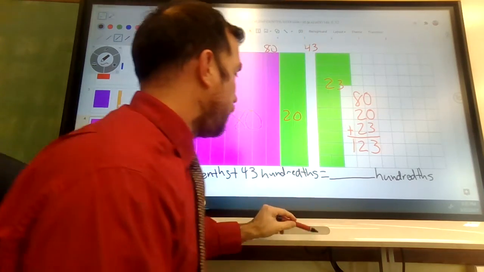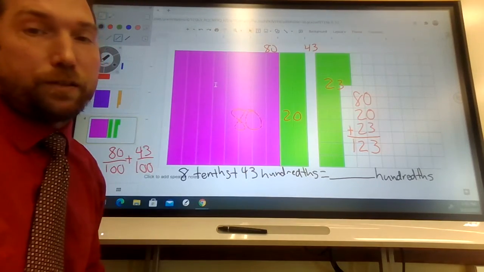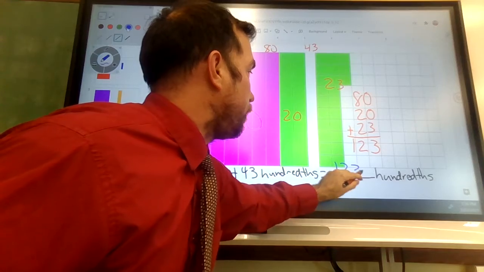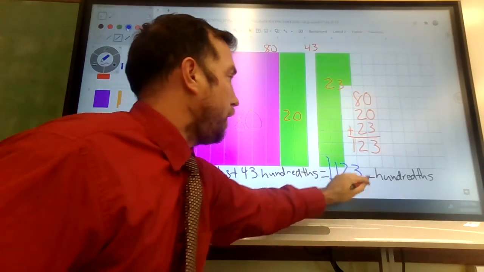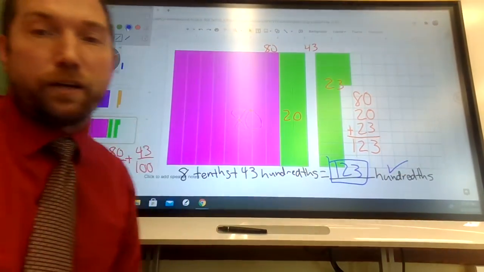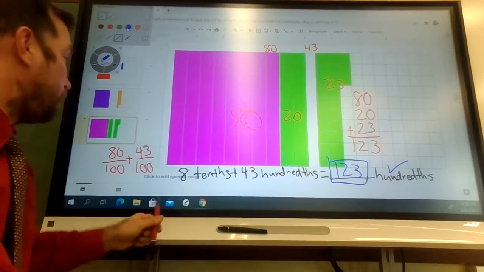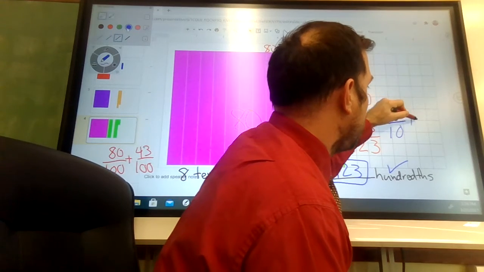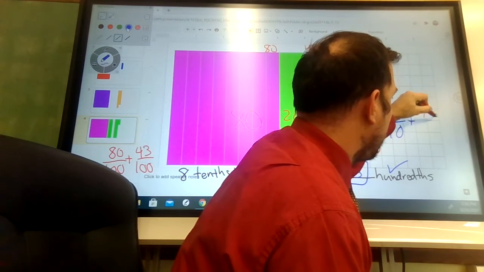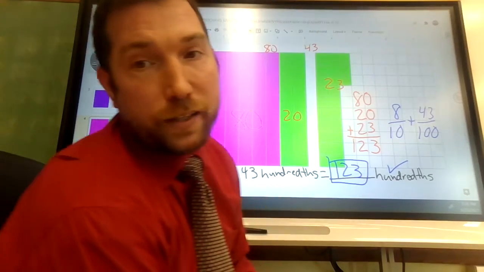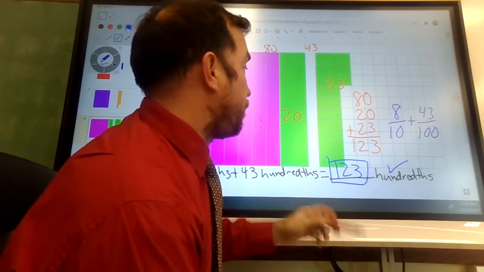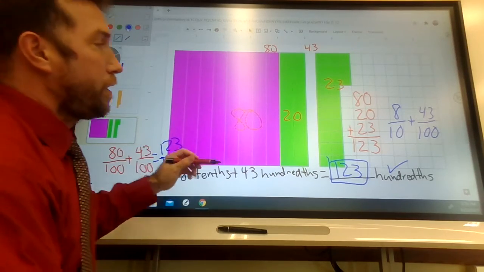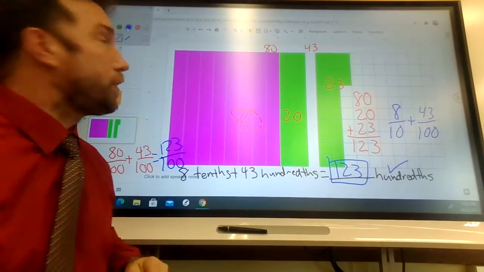There's my 123. On assessments today, that would be your whole answer, 123. That's what you would put in the answer box. It already has the unit, already has the word hundredths. Sometimes it might give it to you in the fraction form first. And then it's going to say it wants the answer as a decimal. So first I'd be thinking in my head, I convert it to 123/100.